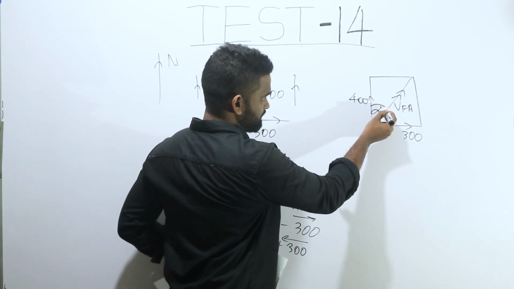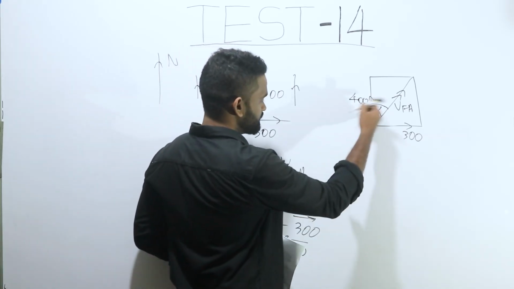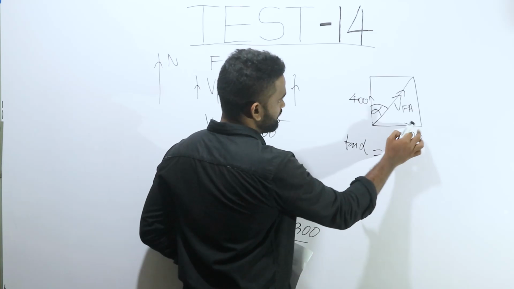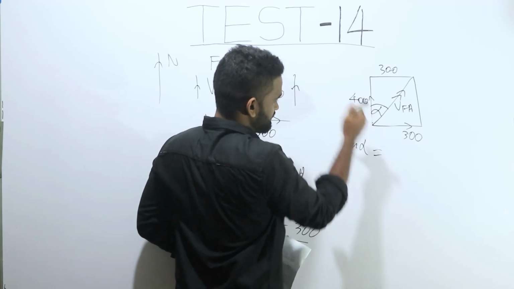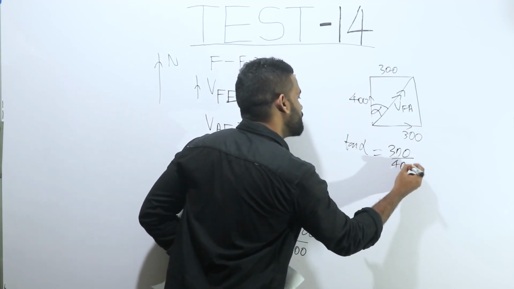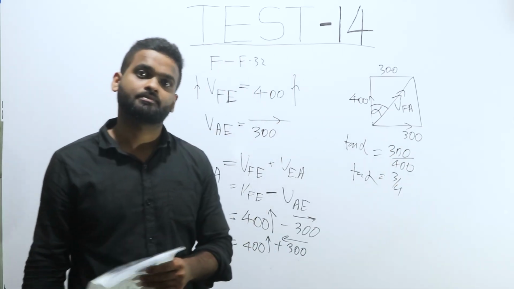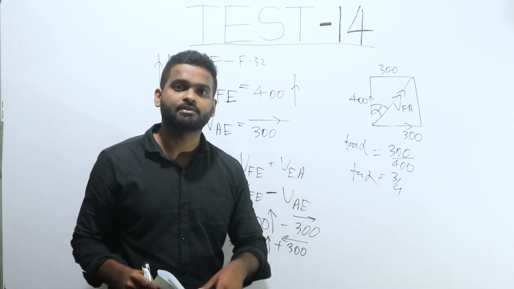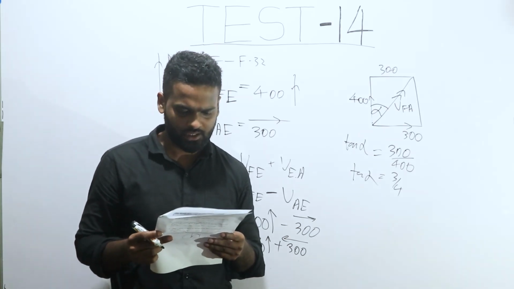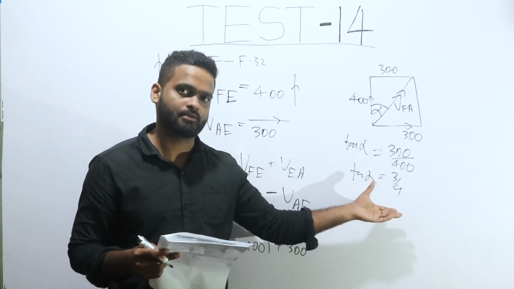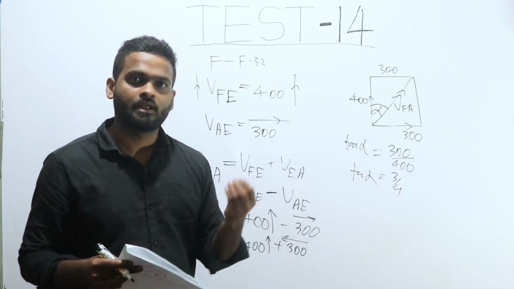So direction is this alpha, right? With north, it makes an alpha angle. So I can take tan alpha. This is 300. This also should be 300. Opposite divided by adjacent, so 300 divided by 400, 3 over 4. So tan alpha is 3 over 4. So that's the direction. Alpha is equal to tan inverse 3 over 4. But in the options, we don't have this answer. Right? In the options, we don't have alpha as tan inverse.